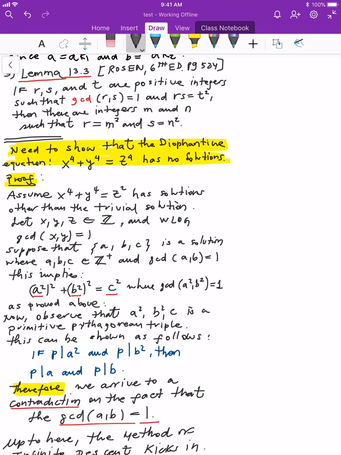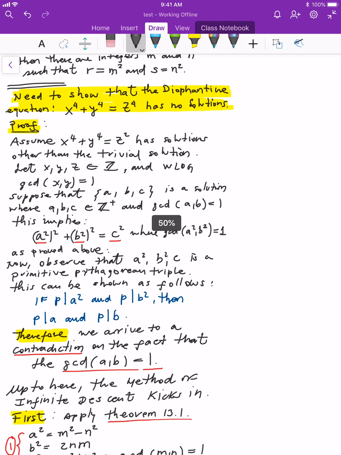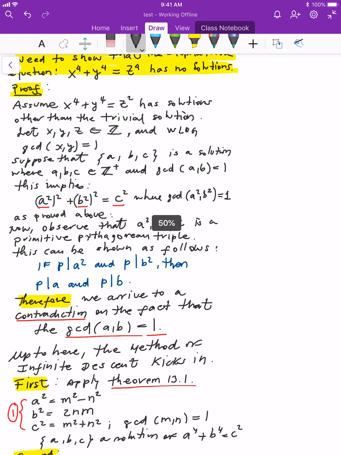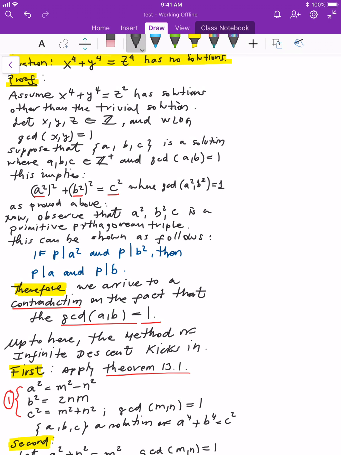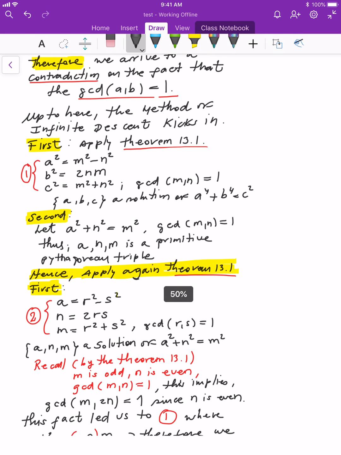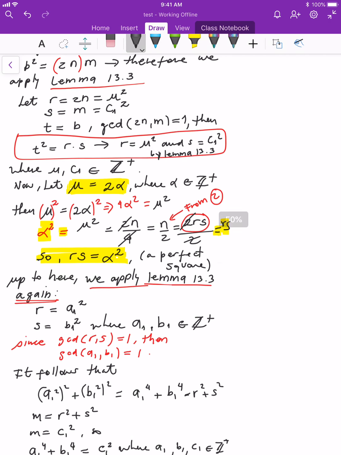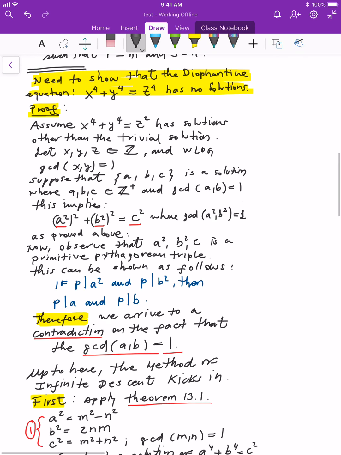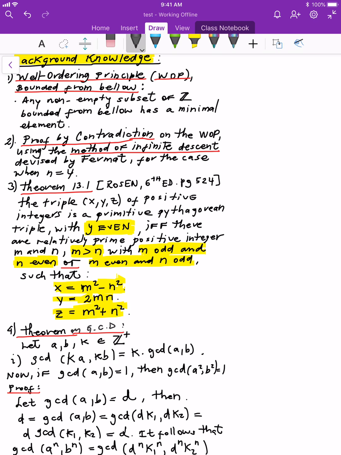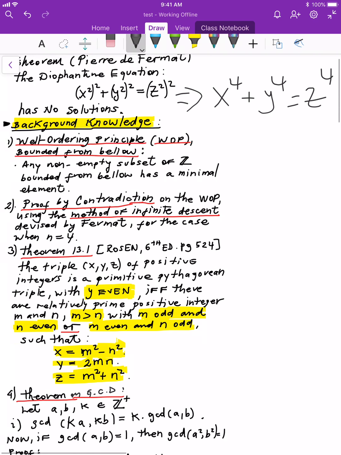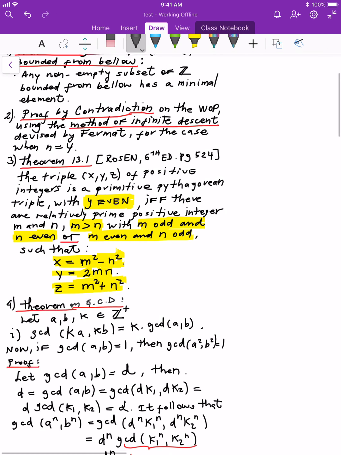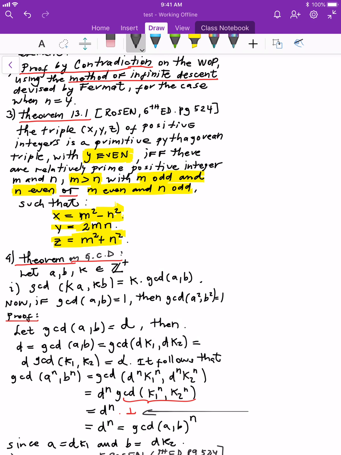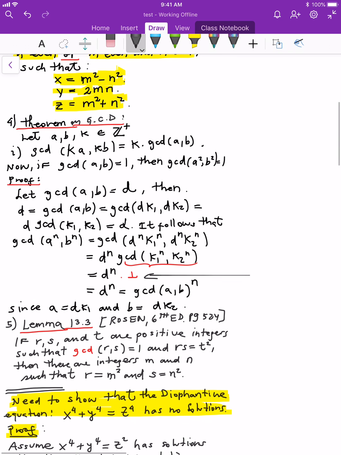So we need to show that the Diophantine equation x to the 4 plus y to the 4 equals z^4 has no solutions. Well, the proof is a little bit long, so we're showing it basically in two steps, and then we're done. We're using the background knowledge I mentioned here: the well-ordering principle, proof by contradiction using the method of infinite descent, theorem 13.1, the theorem of the GCD, and the lemma.